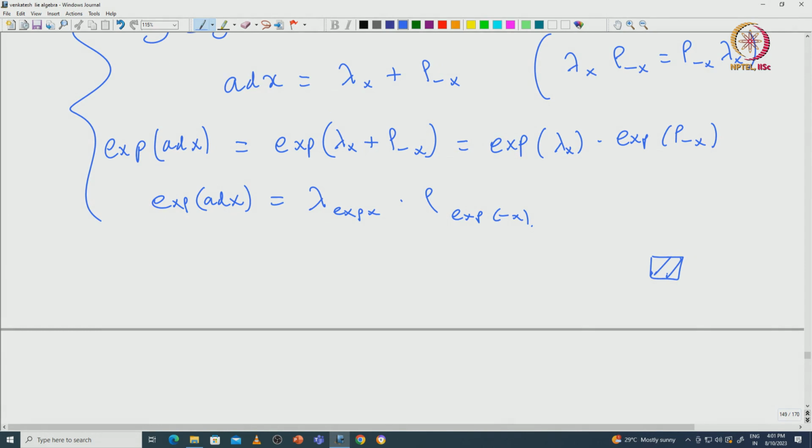I will stop now. I will continue in my next lecture by defining what are called soluble and nilpotent Lie algebras. We will also see some basic properties of them.